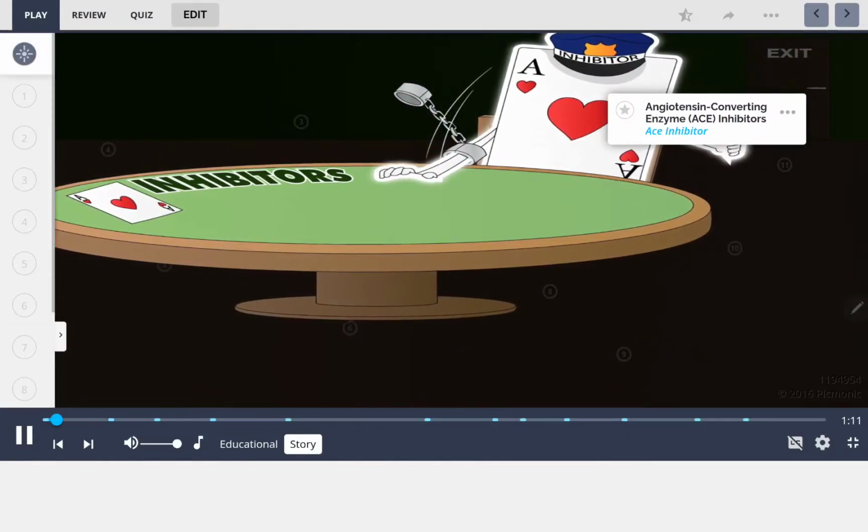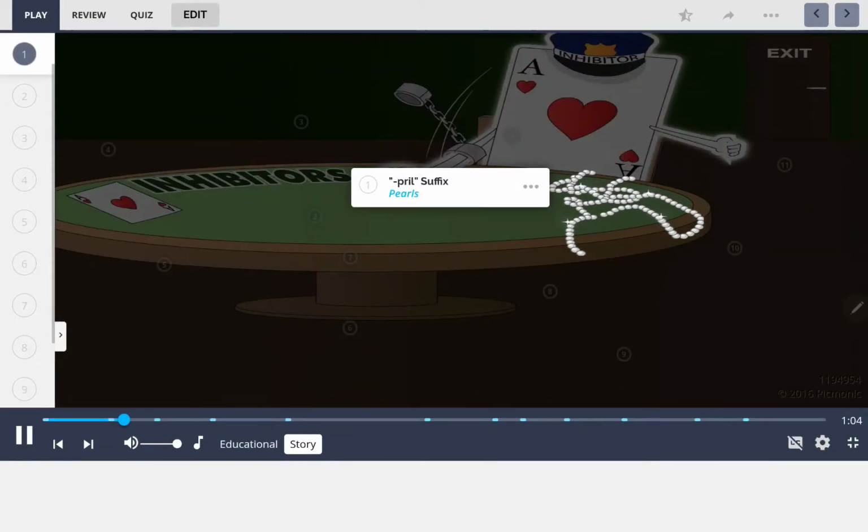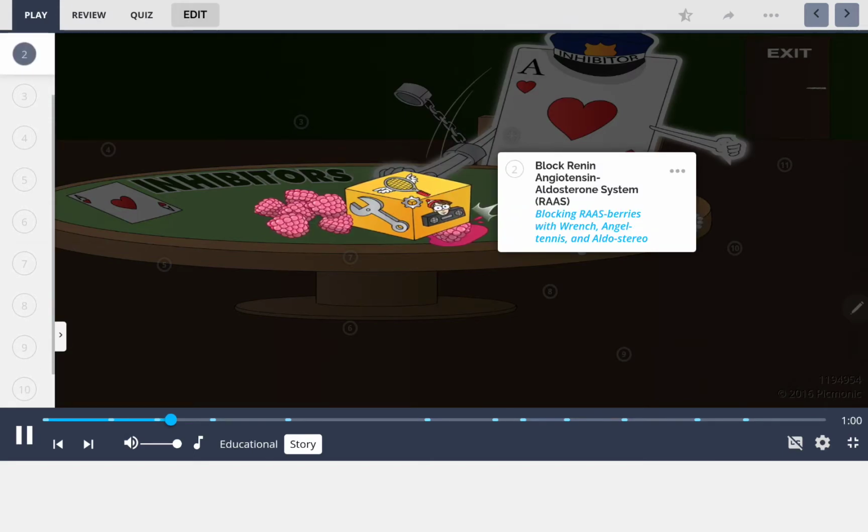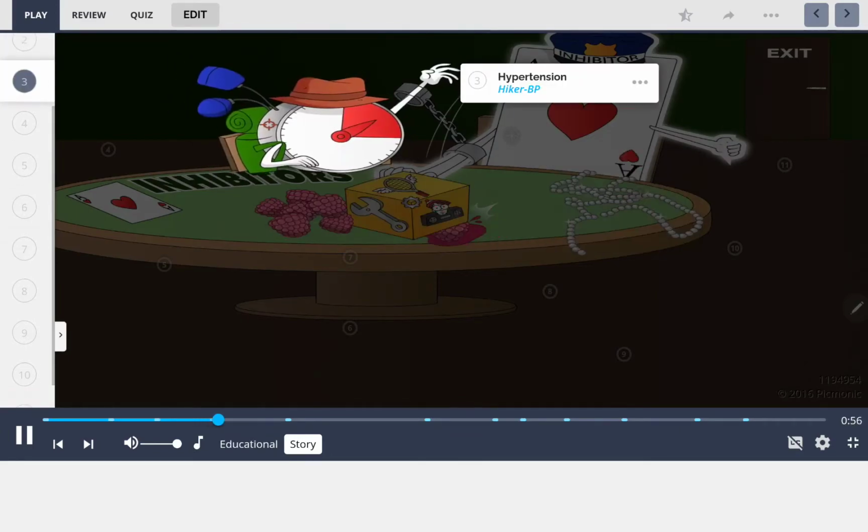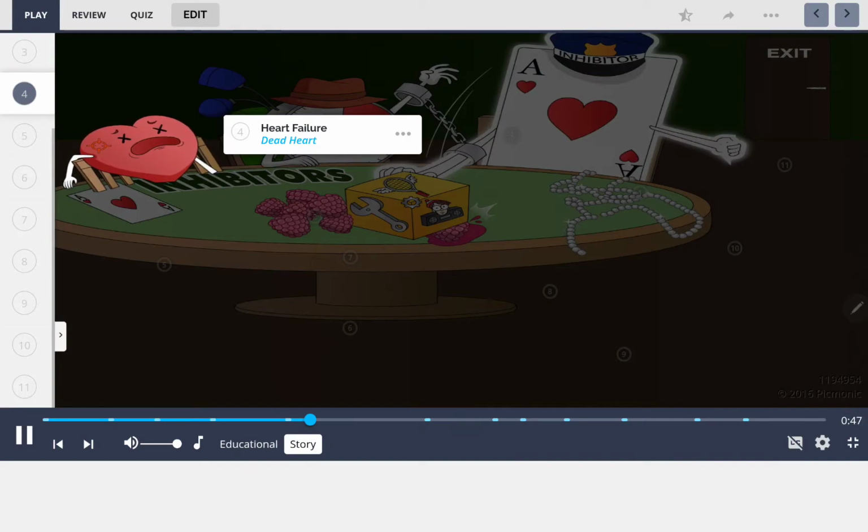This ACE inhibitor is like an agent from the Gaming Commission, and it's breaking up this illegal poker game. The prize pot is a string of valuable pearls, and instead of poker chips, these players use raspberries. So the ACE inhibitor slams a block on the berries. It cuffs the Hiker BP right as he wins it all, because high-stakes poker games are making his blood pressure just as high. And the heart lost everything, dying right at the poker table.